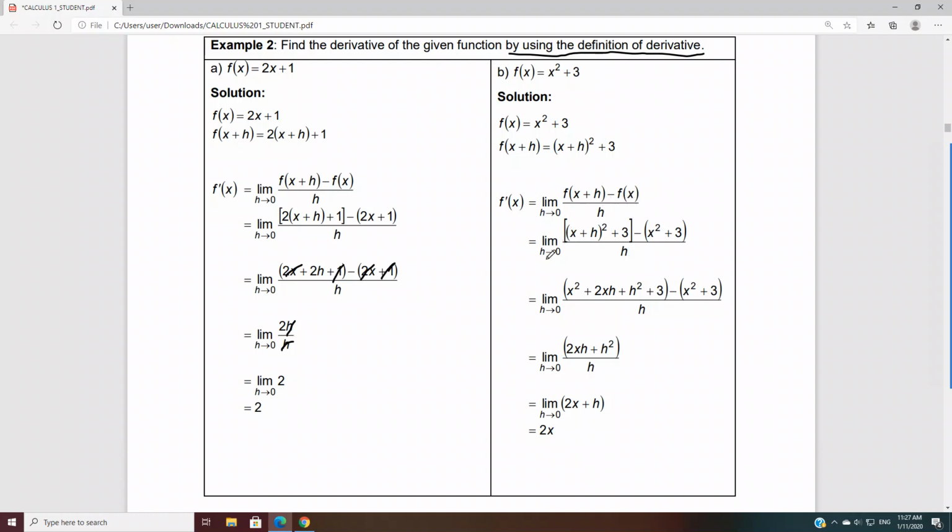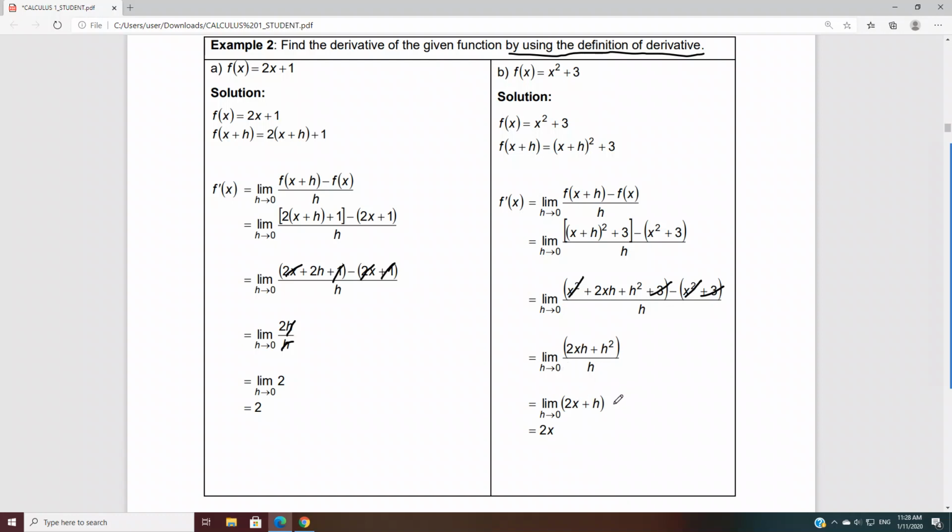Then limit h tends to 0 of x plus h square plus 3. So we substitute the x plus h in here. Then minus f of x, we take this formula, x square plus 3, over h. So expand, we will get x square plus 2xh plus h square plus 3 minus x square plus 3. So x square with x square, 3 minus 3 cancel. So we have 2xh plus h square over h.